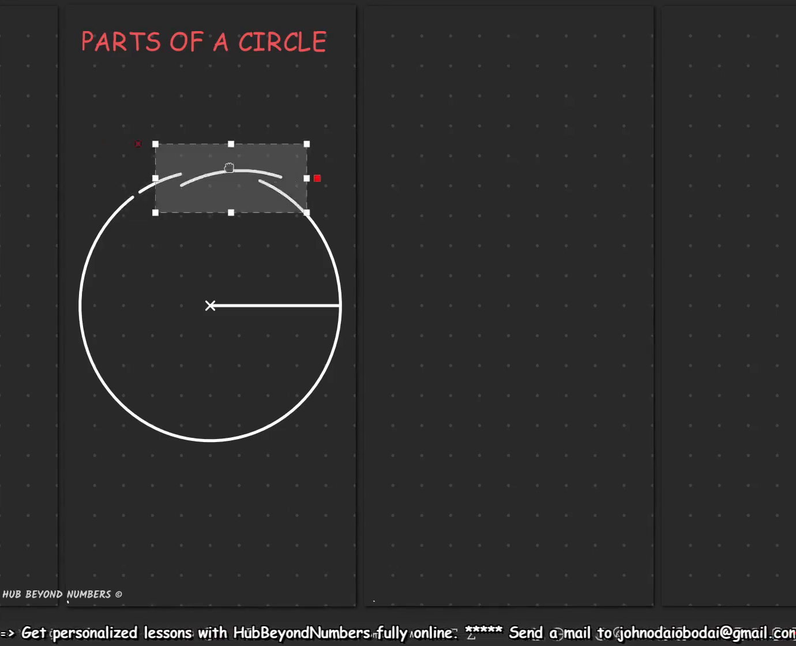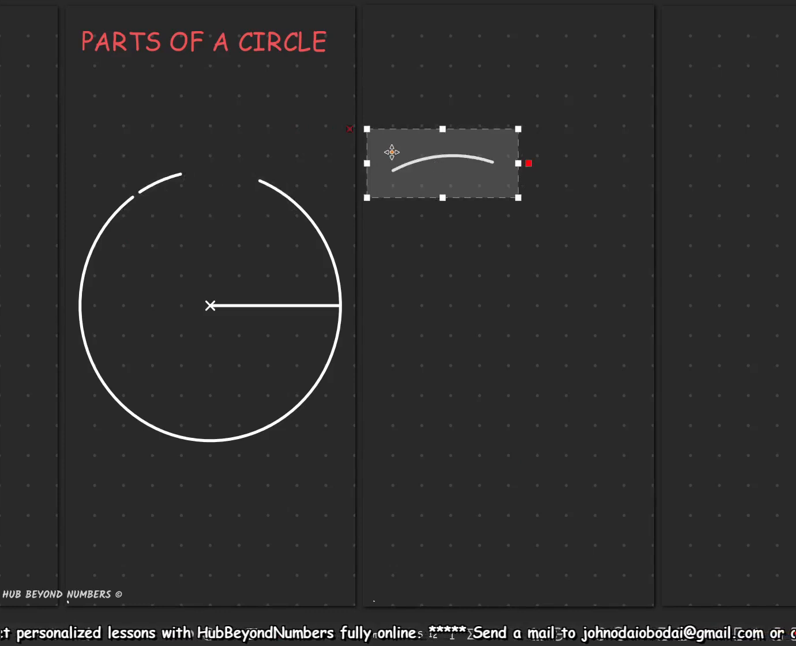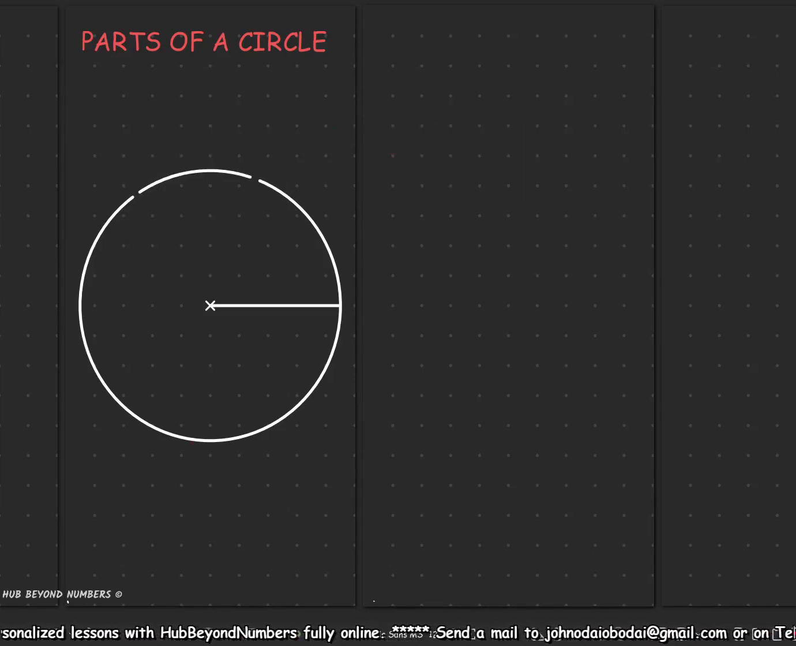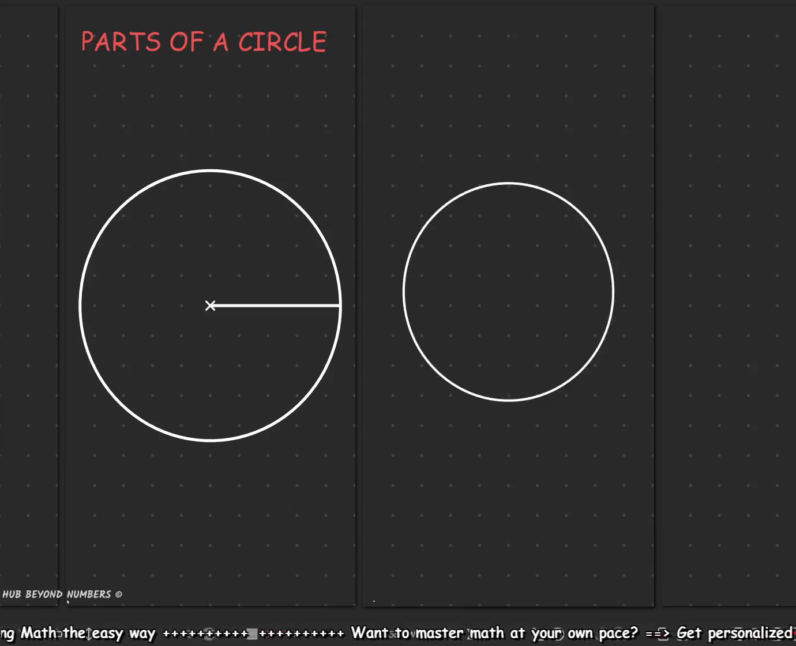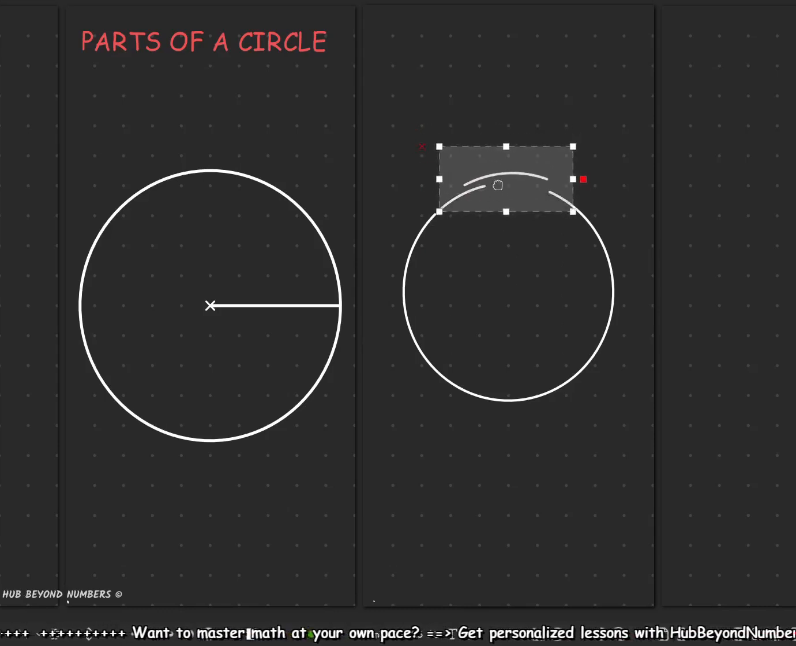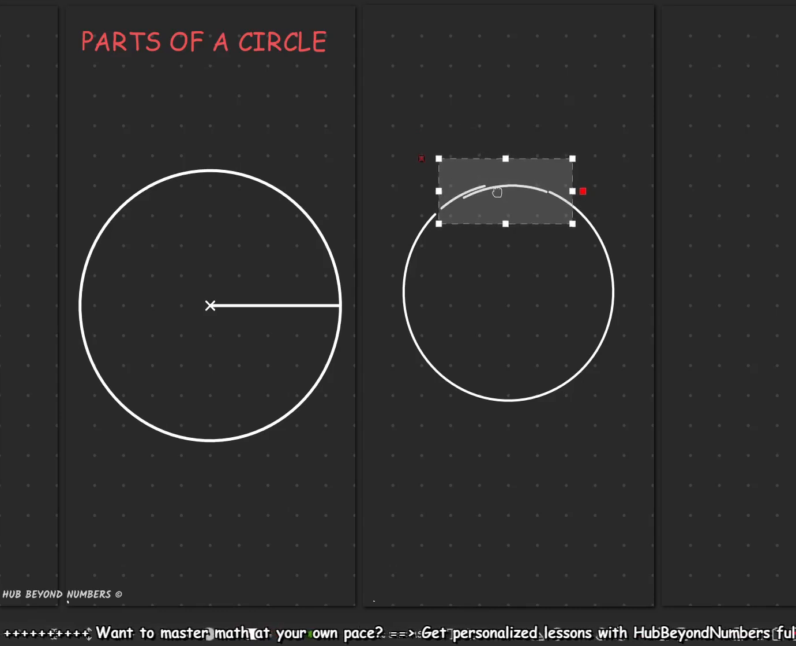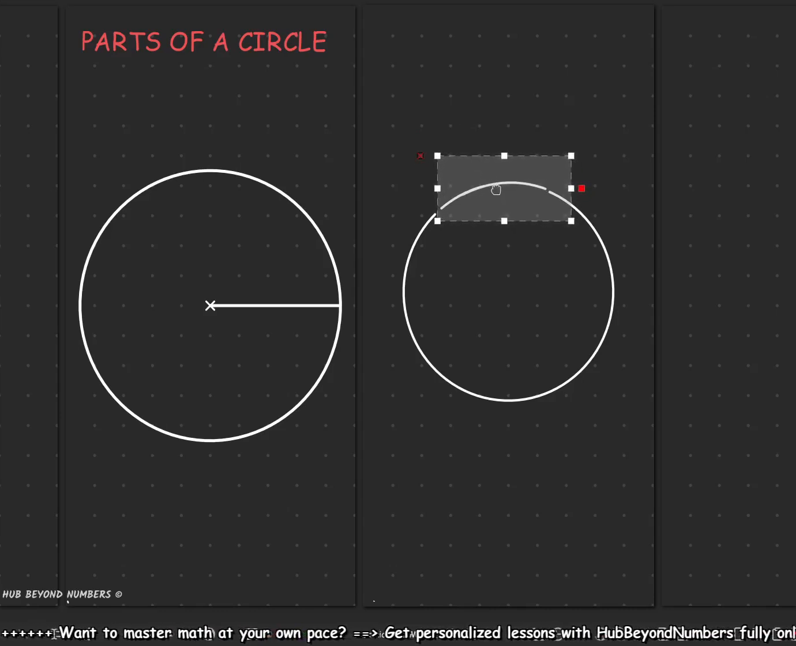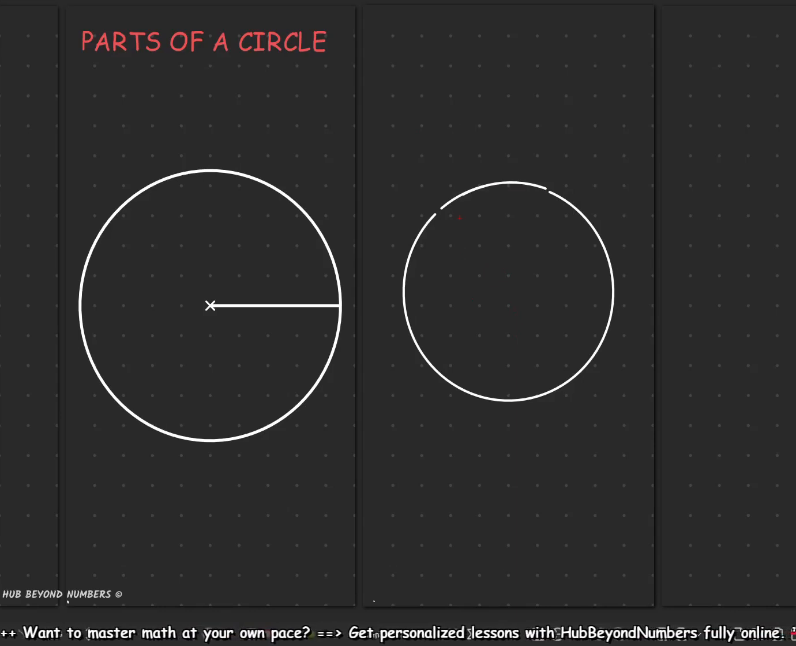Now, if I'm to move this one, it is best I copy. So let me just copy that. So the explanation becomes very, very simple. If I'm to duplicate my circle, and then locate my arc, I just take a part of the circumference, just a part of it. So this one here is an arc. You see, it just forms part of the circumference. That is an arc. Now, as you can see, I have formed two arcs.